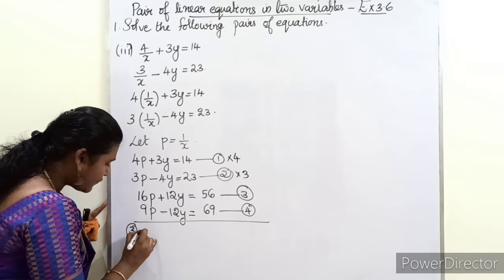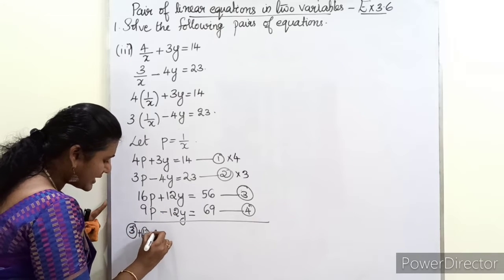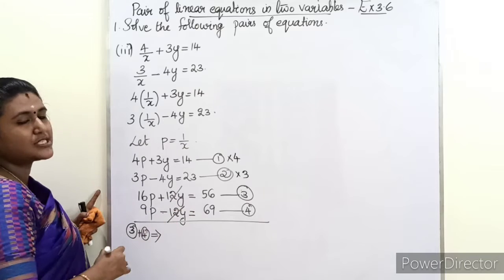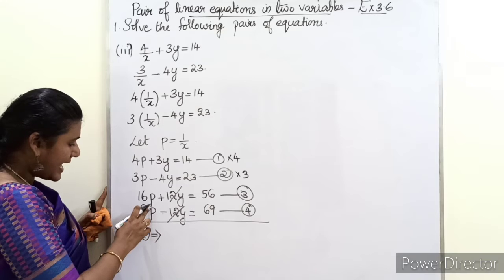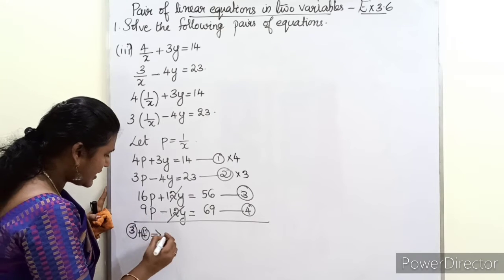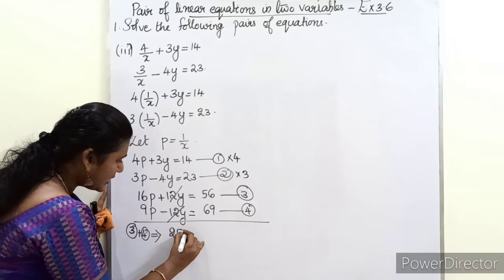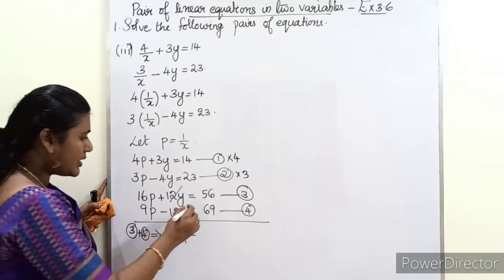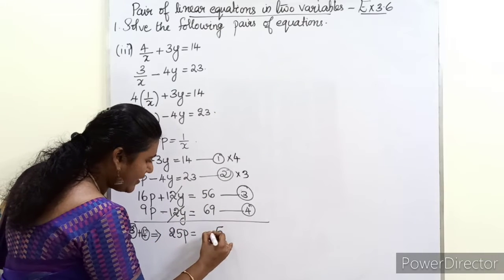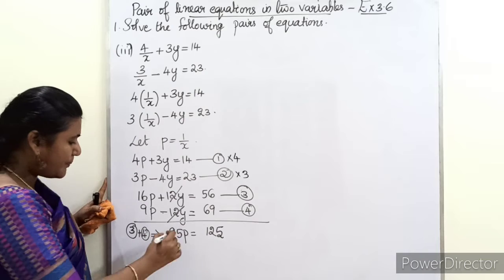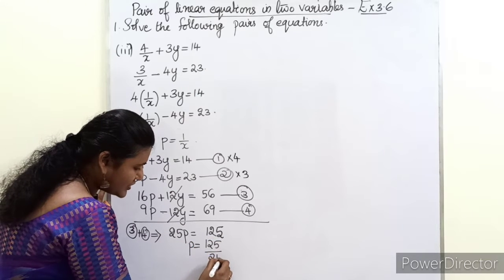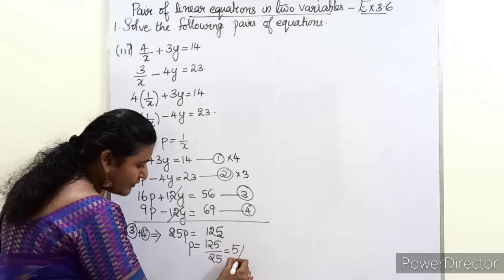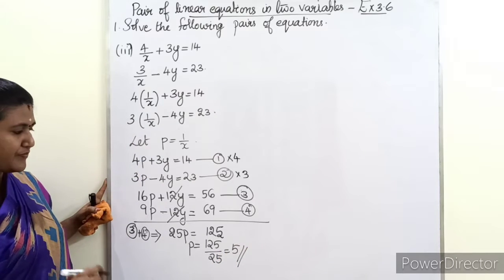So we will add these two equations so that the y term will get cancelled. Equations 3 and 4 we will add. So plus 12y and minus 12y will get cancelled, and we will add the rest. That is 25p is equal to 125. So p is equal to 125 by 25, which is equal to 5. So we got the value of p as 5.